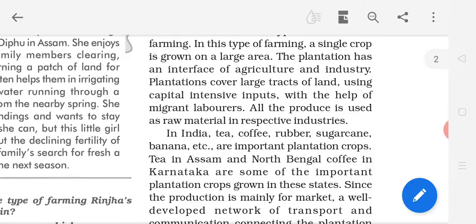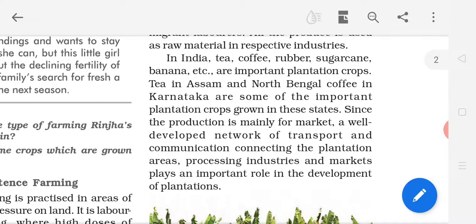All the produce is used as a raw material in respective industries. So whatever production is done through the plantations, all production is used as a raw material for the related industries. In India, tea, coffee, rubber, sugarcane, banana, etc. are important plantation crops. So these are examples of plantation crops. Tea in Assam and North Bengal, coffee in Karnataka are some of the important plantation crops grown in these states.